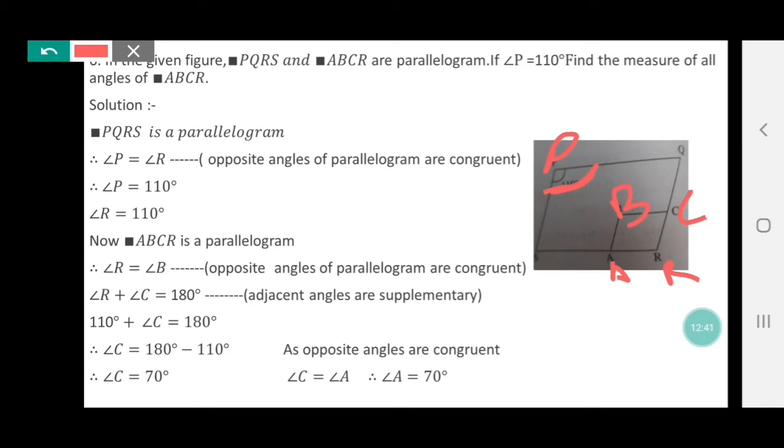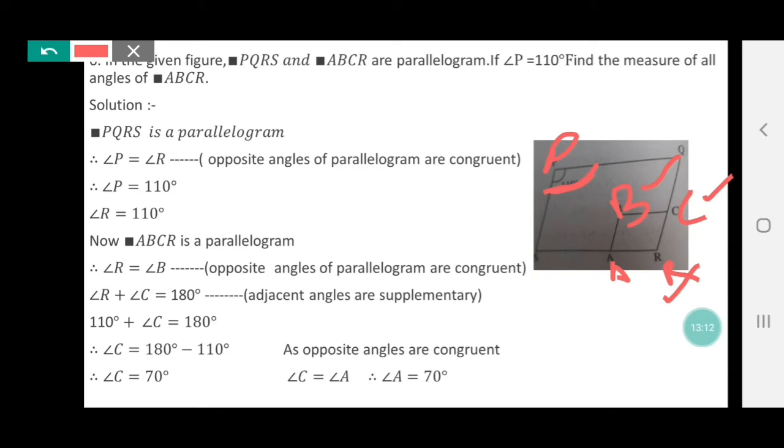And in ABCR, angle R is equal to angle B, right? Opposite angles of parallelogram are congruent. So, angle B will be equal to 110 degree. Now, if I have to find out angle C, then I have to go with the property of adjacent angles. Adjacent angles of parallelogram are supplementary. Okay, so angle B plus angle C, or you can go angle R plus angle C equal to 180 degree.